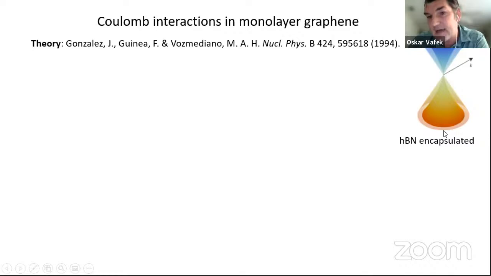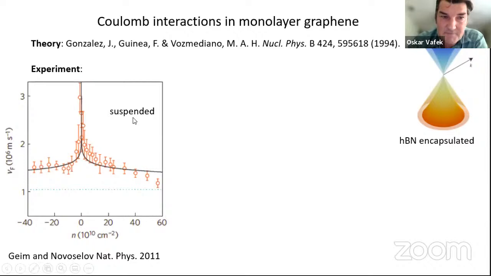As this cartoon on the right shows, upon inclusion of the Coulomb interactions, the Dirac cone would go from the unrenormalized cone to the cone which has this enhancement of the Fermi velocity shown inside here as we approach the Dirac point. Now, this effect has been observed by Geim and Novoselov on suspended monolayer graphene samples, where they remarkably saw about a factor of two enhancement of Fermi velocity.